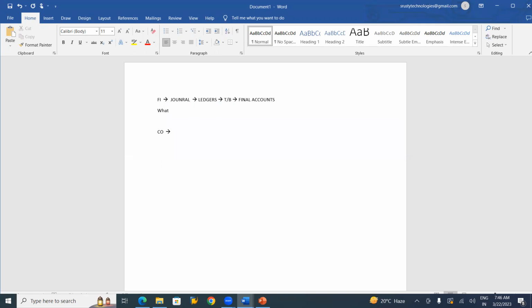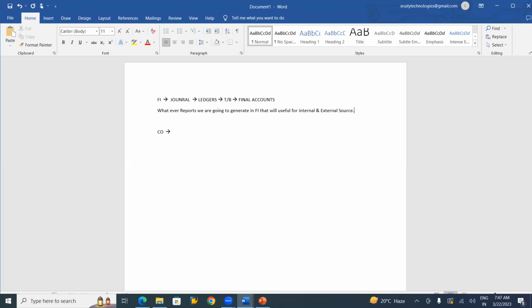Whatever reports we are going to generate in FI, or financial accounting, will be useful for internal, meaning the company's own people, and for external sources.